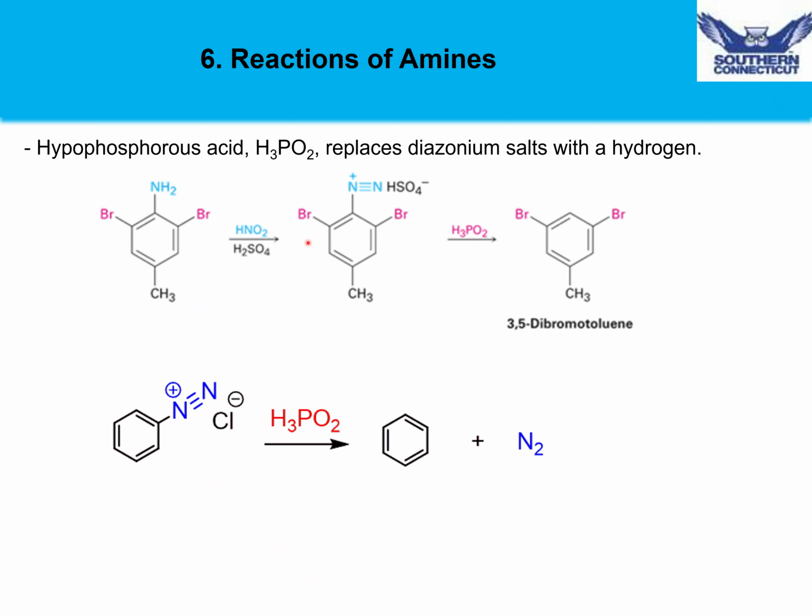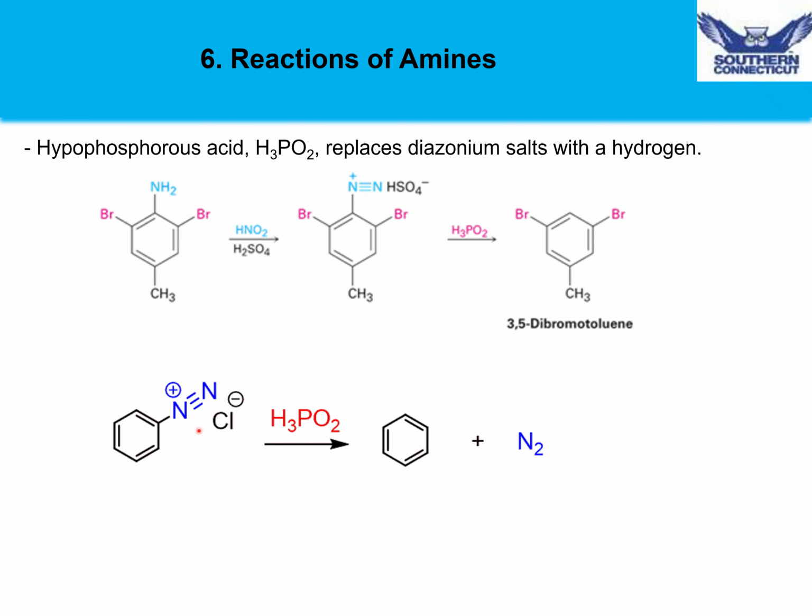Another version of the Sandmeyer reaction involves using hypophosphorus acid, which is H3PO2, to replace the diazonium salt with a hydrogen. For example, this substituted aniline, when reacting with nitrous acid as well as sulfuric acid, will convert the aniline into a diazonium salt, which then, when mixed with hypophosphorus acid, will lead to replacement of the diazonium salt with a hydrogen. Overall, we're completely removing the amino group that was in the starting aniline.